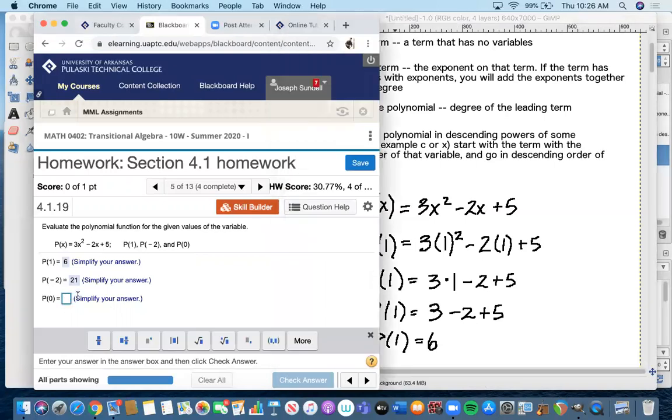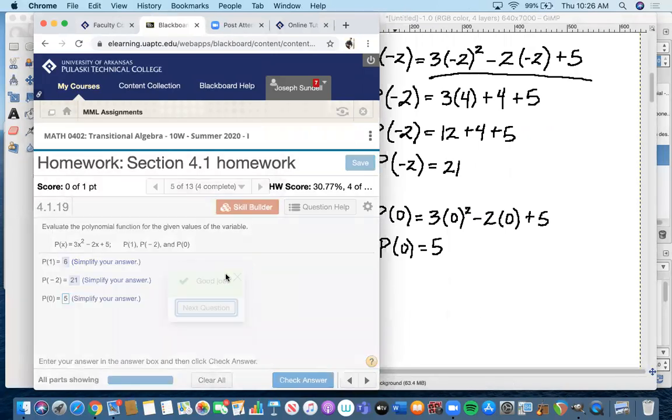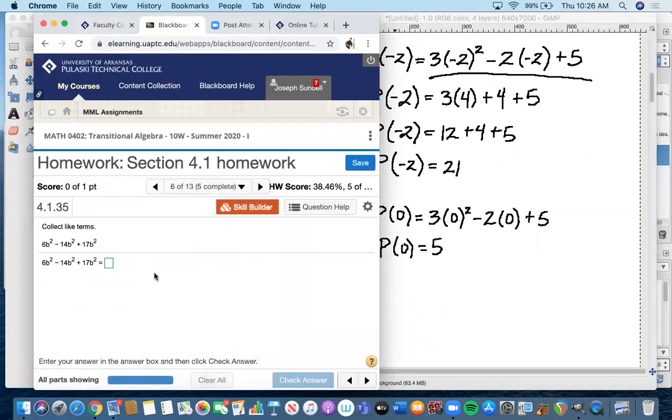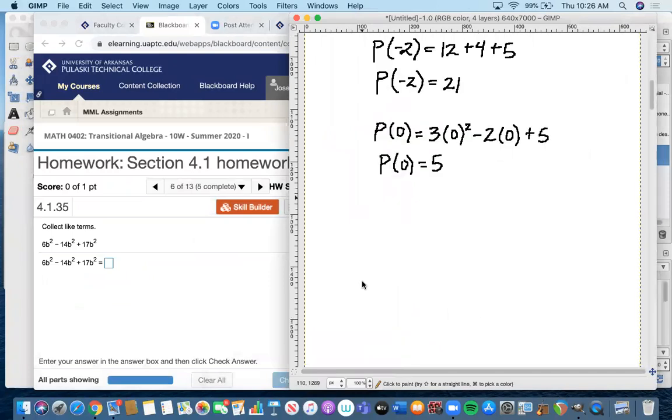Okay. All right, so P of 0 we found is 5. That's just function evaluation there. All right, collecting like terms. Okay, so that's number 6.